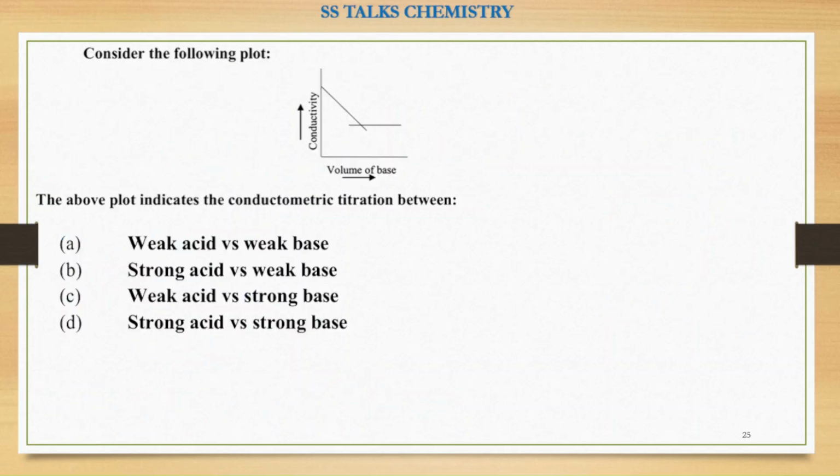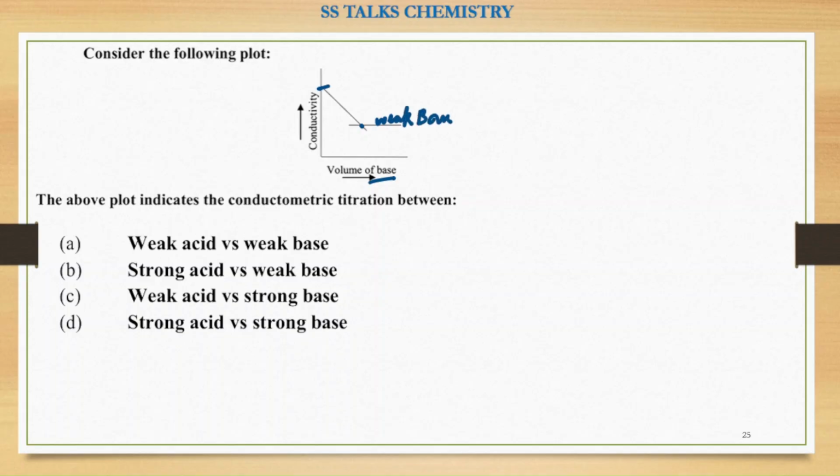Next, we have this question. The plot that indicates the conductometric titration is between... So initially you can see you are having the higher conductance. As you are increasing the volume of the base, the conductance is decreasing. Right? And after this particular point, this is your equivalence point, or the end point, after that the conductance is not increasing. That scenario will be there when we are having the weak base, because if it were strong, after this particular point the conductance would have increased. So this indicates that I am having a weak base.